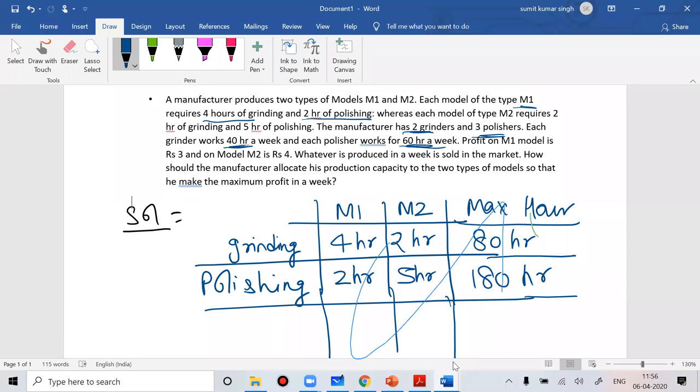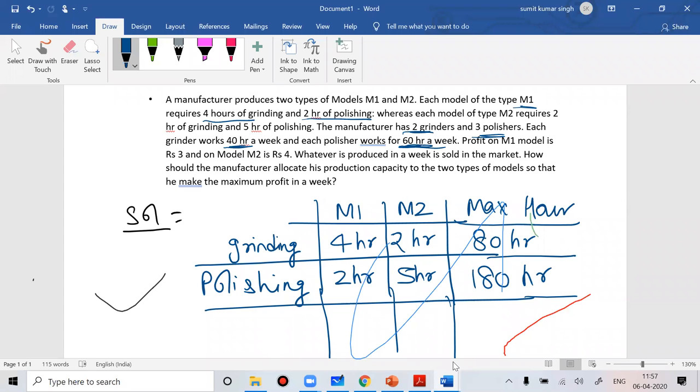So the company is manufacturing two models, M1 and M2, and they go through two processes. One is grinding, and the next one is polishing. One grinder takes 40 hours a week, and one polisher takes 60 hours in a week. So they have two grinders, so the maximum hours they can do is 80 hours, and they have three polishers. One polisher can work 60 hours in a week. So the maximum polishing they can do is 180 hours.